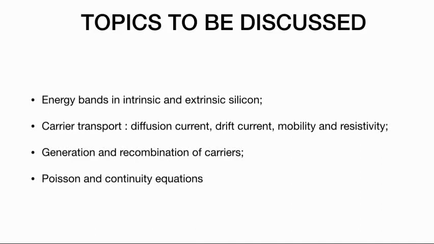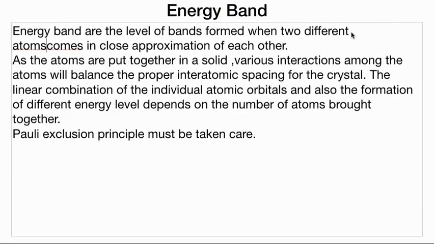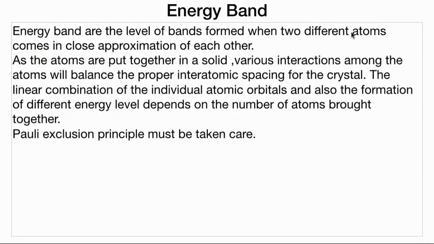The topic we are going to discuss is energy band in intrinsic and extrinsic silicon, carrier transport, generation and recombination of carriers, and Poisson and continuity equation. Energy bands are the levels of bands formed when two different atoms come in close approximation of each other.